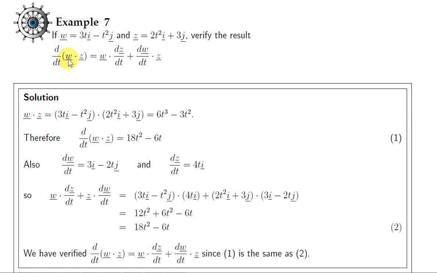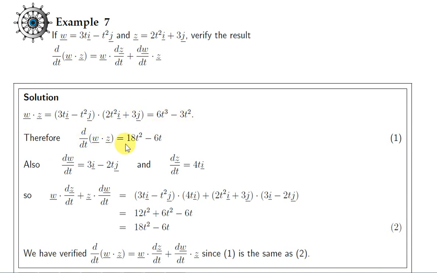We want to take the derivative of the dot product of two vector functions. So by the product rule we should get this. So let's just do that. Let's first of all take the dot product of these two functions. Well, we just multiply the i components together. That's 3t by 2t squared, that's 6t cubed. Then we multiply the j components, minus t squared by 3, and we get this scalar. So the dot product of two vectors gives us a scalar.